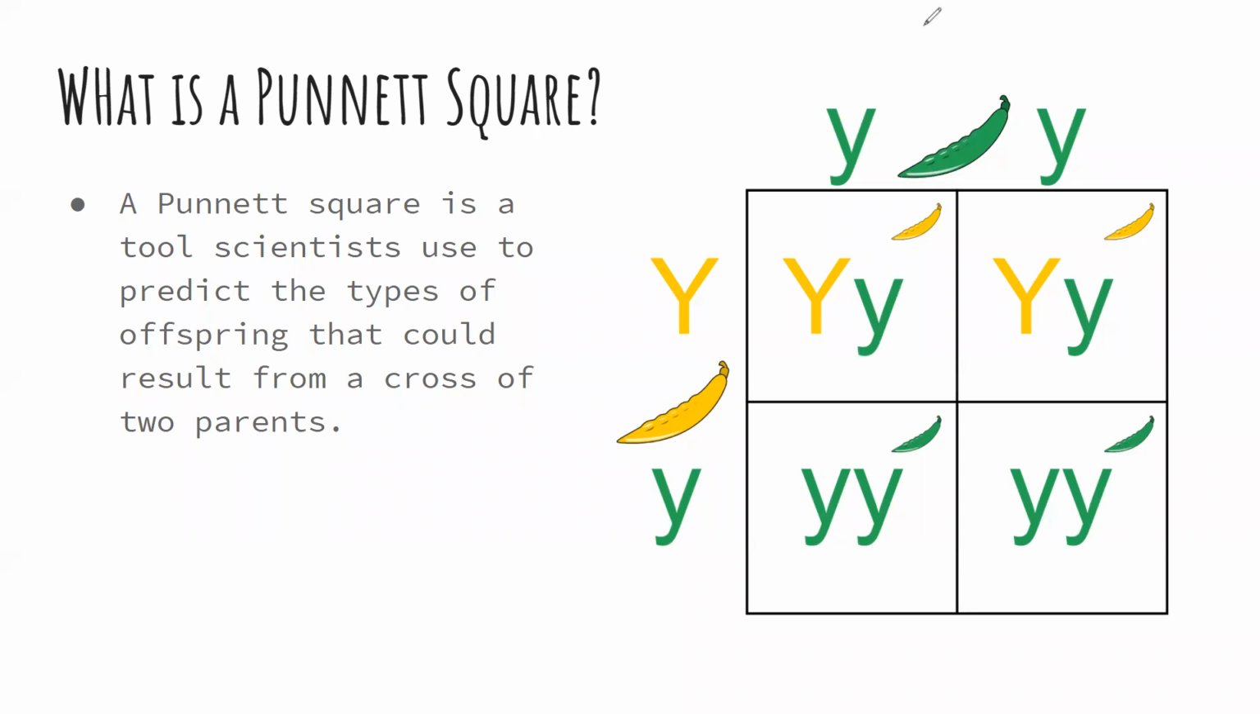So, how do we use Punnett squares to determine the possible phenotypes and genotypes of the offspring from two parents? Well, we use a Punnett square to show or predict the types of offspring that will result from a cross of two parents.